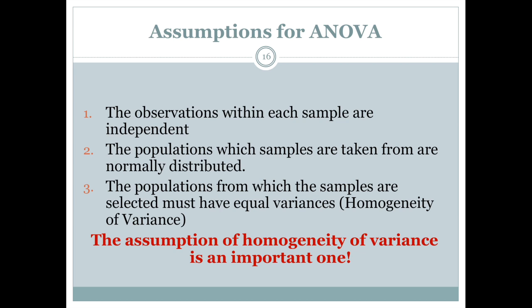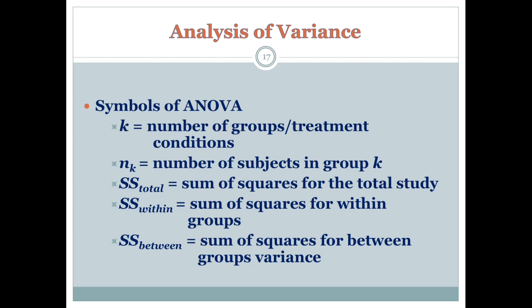Okay, some of the assumptions. Homogeneity of variance: you have to make sure that it is met, and you can do that with your F max table. The observations within each sample are independent, so you can't double dip. The populations from which samples are taken are normally distributed. And of course, that homogeneity of variance assumption has to be met.